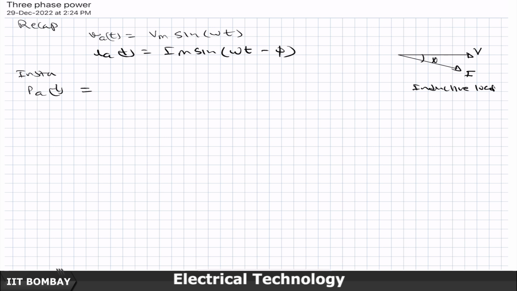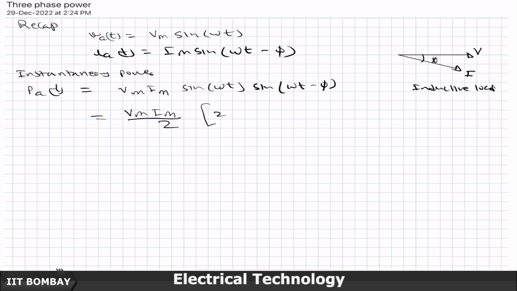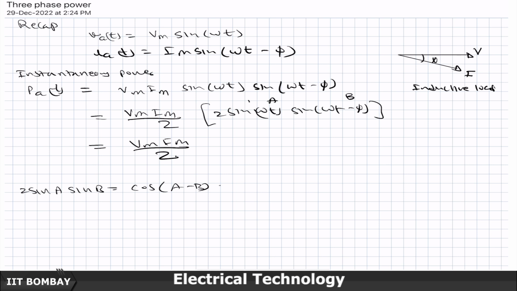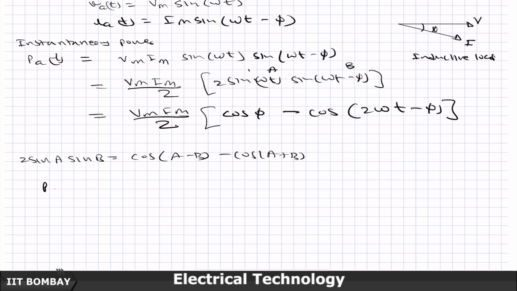instantaneous power, this is important, that the instantaneous power will be Vm Im sin of omega t into sin of omega t minus of phi, which can be written as Vm Im by 2 into 2 sin of omega t sin of omega t minus phi, but 2 sin A sin B is cos of A minus B. This is my A and this is my B. So, 2 sin A sin B is cos of A minus B minus of cos of A plus B, which can be written therefore as cos of phi minus cos of 2 omega t minus phi.